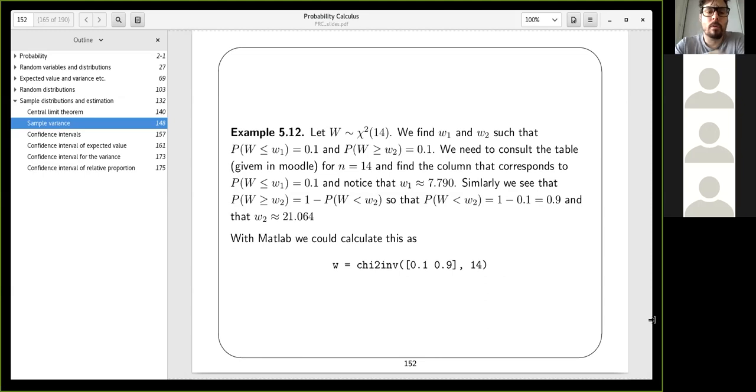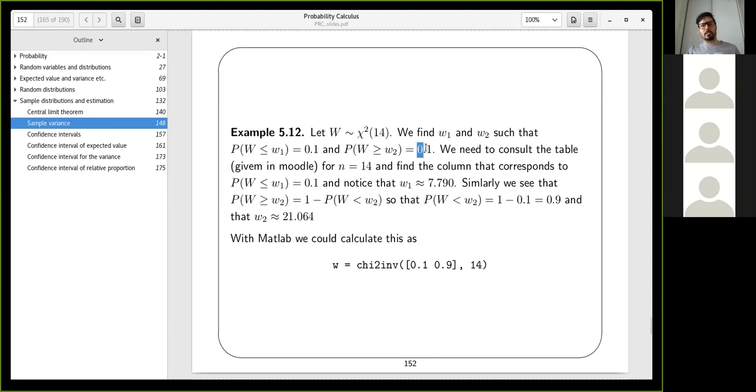I'll give them in Moodle these tables for the chi-squared distribution later this week. We find the column that corresponds to this value and conclude that the value for W1 is 7.790 and the value for W2 is 21.064. Alternatively, with MATLAB, there is a chi-squared inv function which calculates the inverse of the chi-squared distribution with the degrees of freedom, so it will give these results.